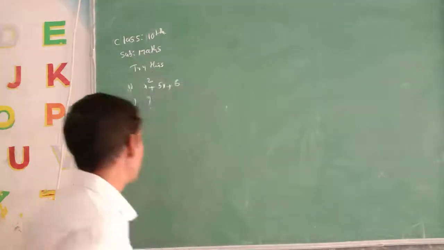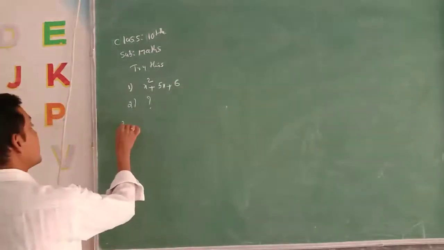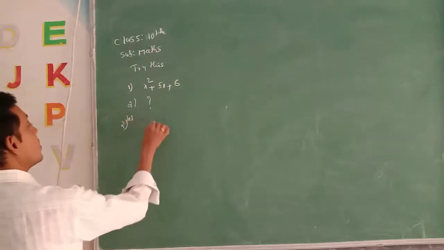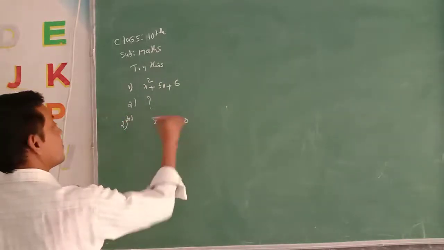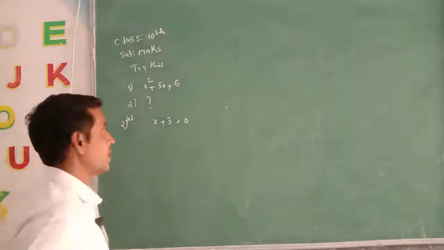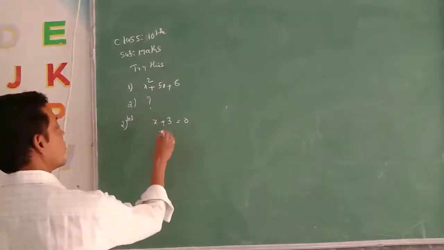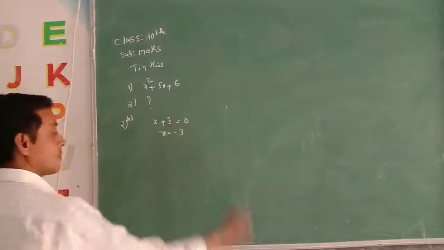What does one quadratic polynomial mean here? Second bit. x plus 3, one quadratic polynomial. x plus 3. x is equal to what here? Minus 3. So like that.